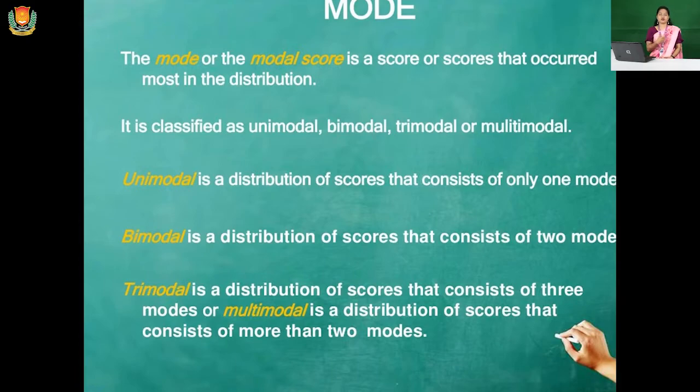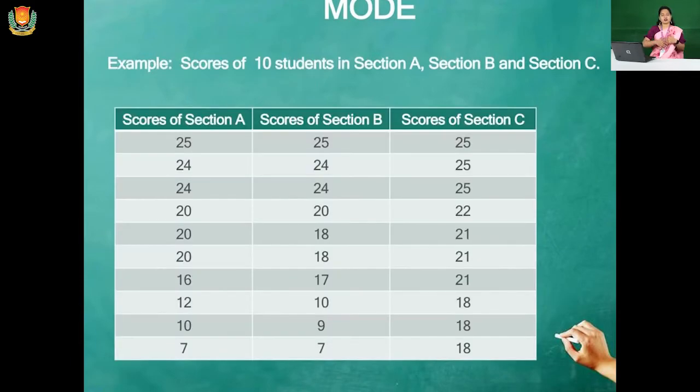The symbol of mode will be Z, and we have the unimodal, bimodal, and trimodal. Unimodal consists of only one mode, bimodal consists of two modes, and trimodal consists of three modes. There's also multimodal, which has more than two modes basically.